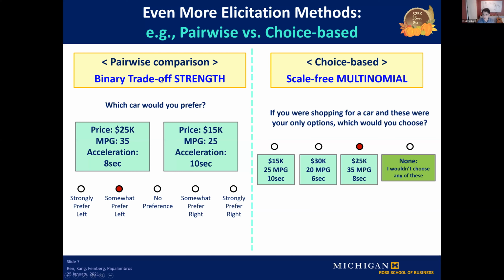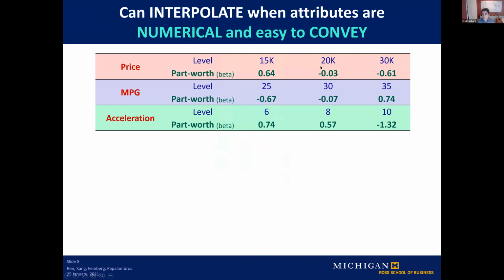I'm going to try to make use of both of these in the talk today and the task that we actually asked people to do. And I think these are two of the best modern methods for elicitation. Once we get these, we can say, okay, here are attributes, price, miles per gallon, acceleration. What are the part worths associated with each of the levels inside those?